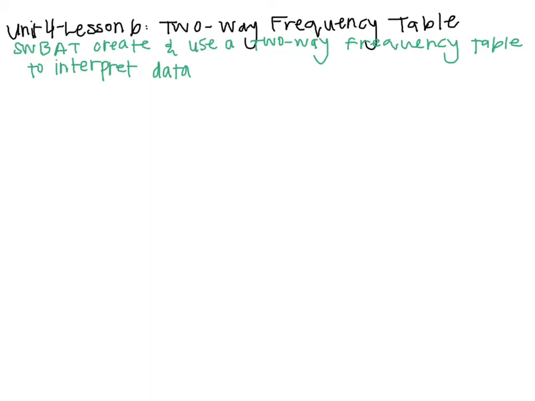This is Unit 4, Lesson 6, Two-Way Frequency Tables. And our objective is students will be able to create and use a two-way frequency table to interpret data.